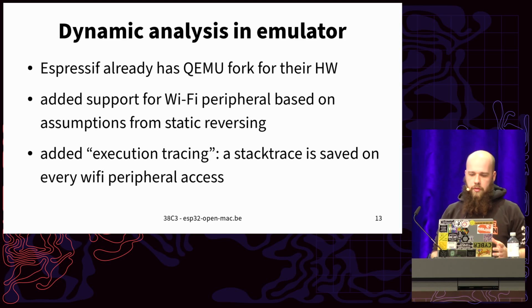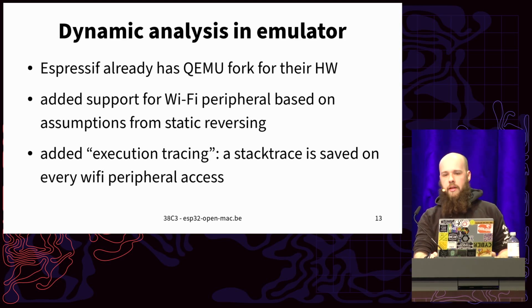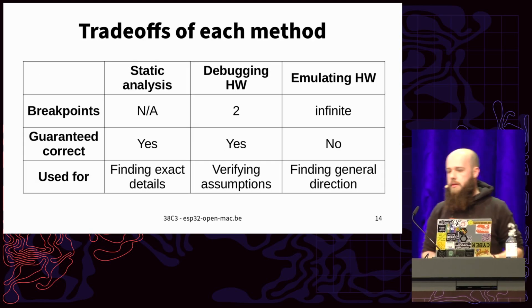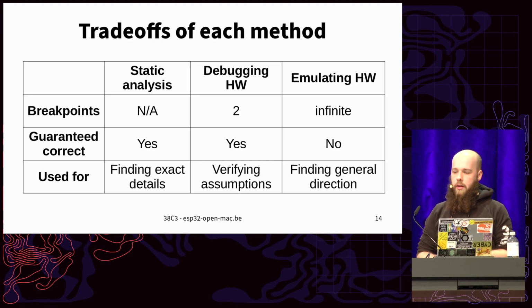This was not trivial to implement because the Xtensa instruction set has windowed registers, so the call unwinding is a bit hard to do, but luckily I could peek at the Linux kernel for this. And then as you can see in this table, every method has its trade-offs. For example, the emulated hardware is not guaranteed to be correct because it's just based on the assumptions that we made about what the hardware would do.